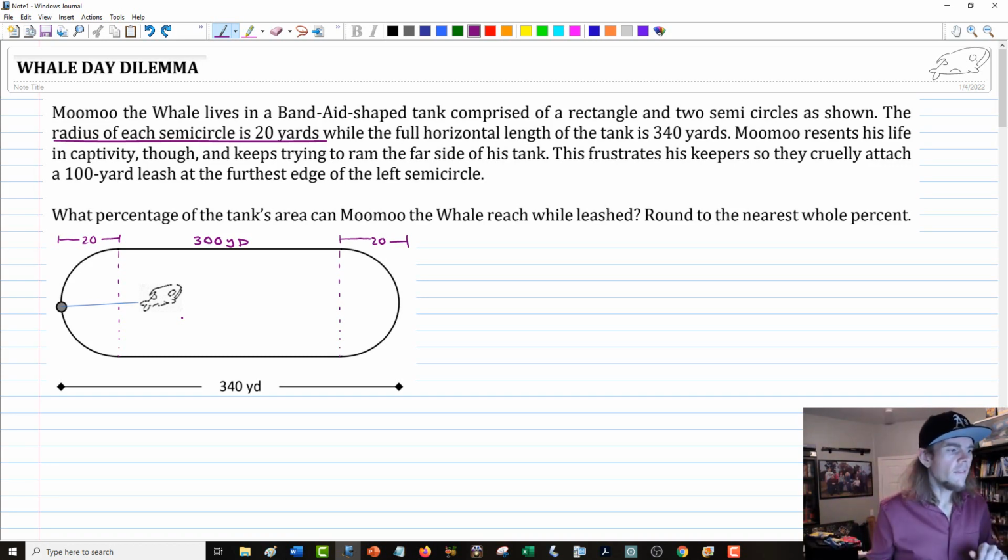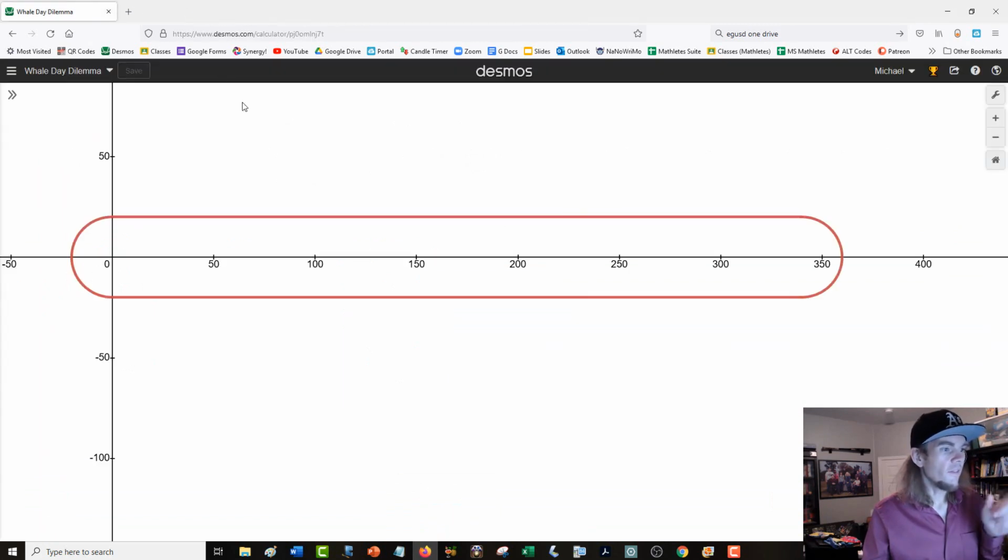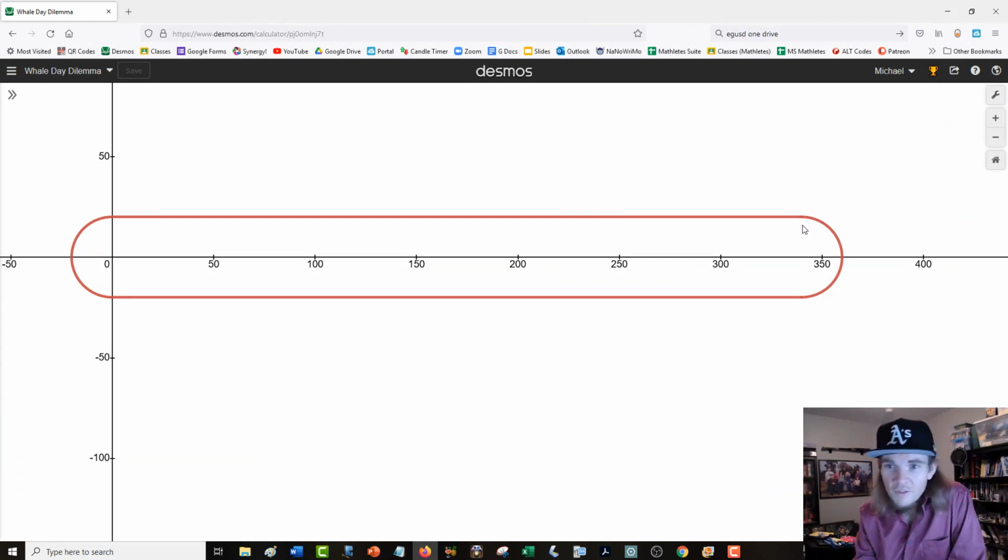I'm going to admit that this picture may not be perfect, even though it does have the whale in it. So I'm going to enlist the help a little bit of Desmos. That's not Desmos. That's Desmos. So this is a to-scale rendering of Moo the whale's tank. In truth, I could probably stretch this, like if you're looking at it going, why don't you zoom in a little bit? Well, I want it to look like semicircles at the end. So this is to scale. So at least we can look at it.